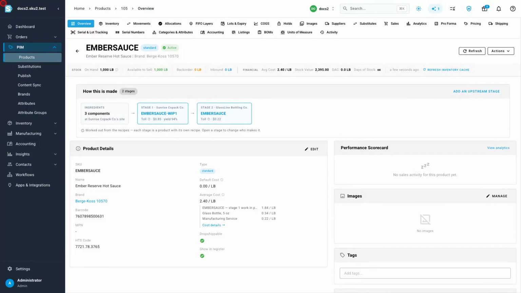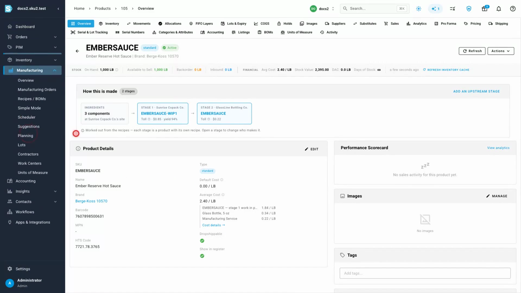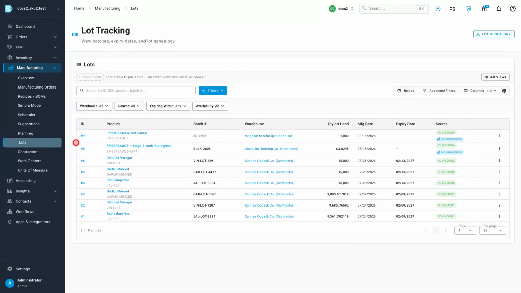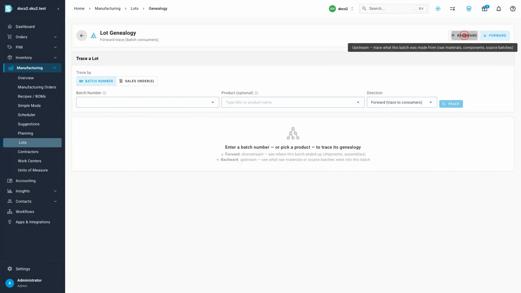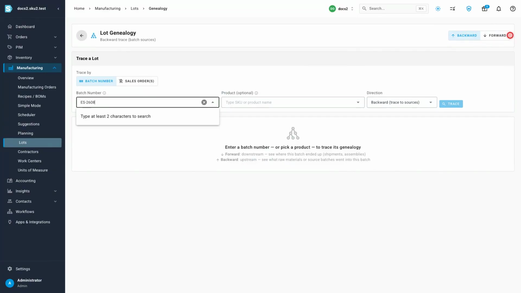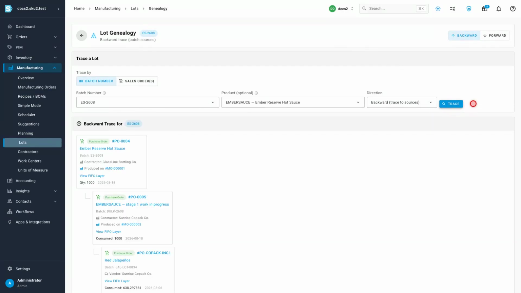A customer complains about a batch of finished sauce. Type that batch number into the trace, pick the backward direction, and the answer runs the whole chain one hop at a time. The finished lot, the bottler who filled it, the intermediate batch it came from, the co-packer who cooked that, and the jalapeno lot underneath it all. 2 vendors, 2 handoffs, 1 trace, and every quantity along the way.